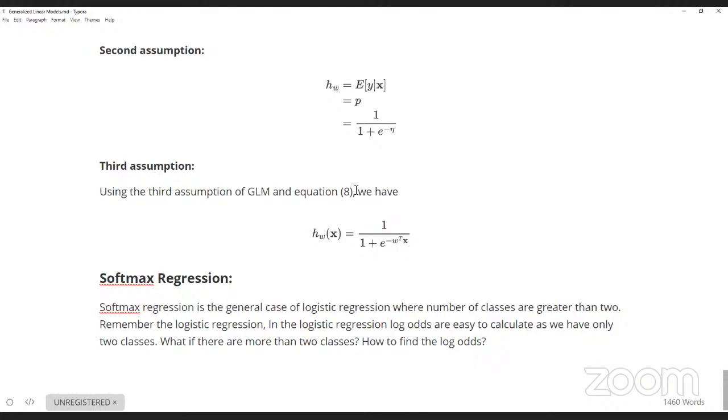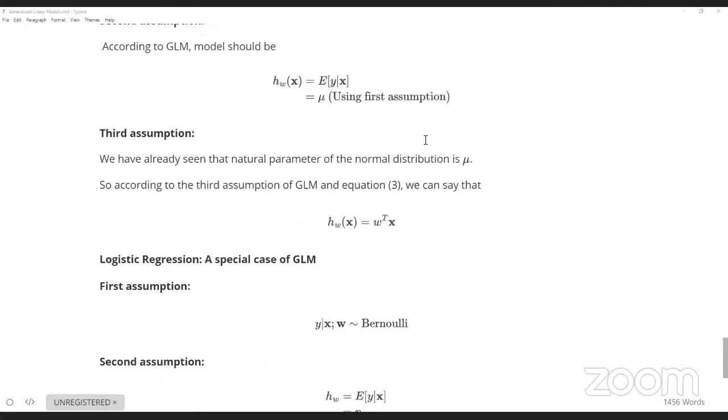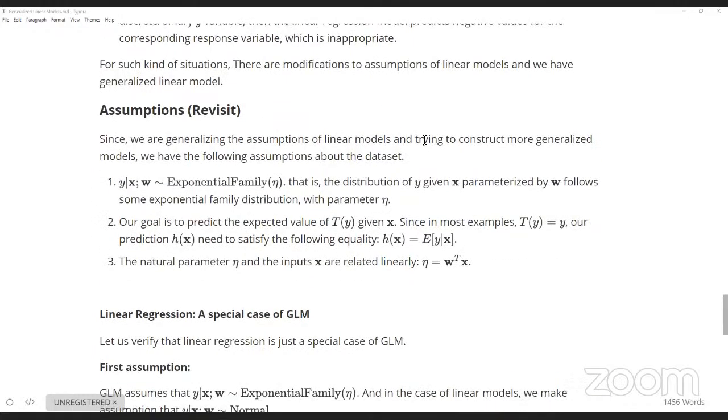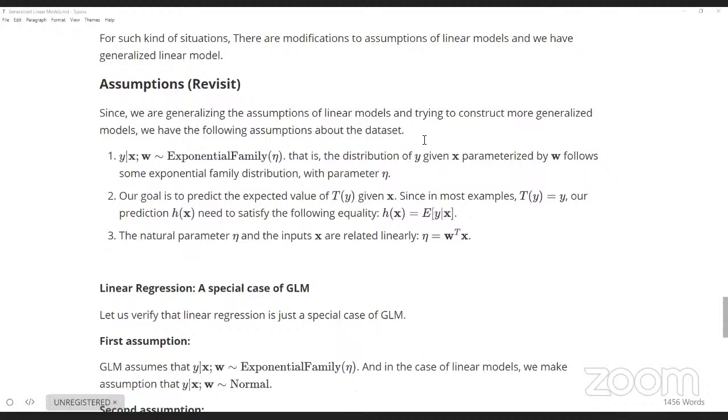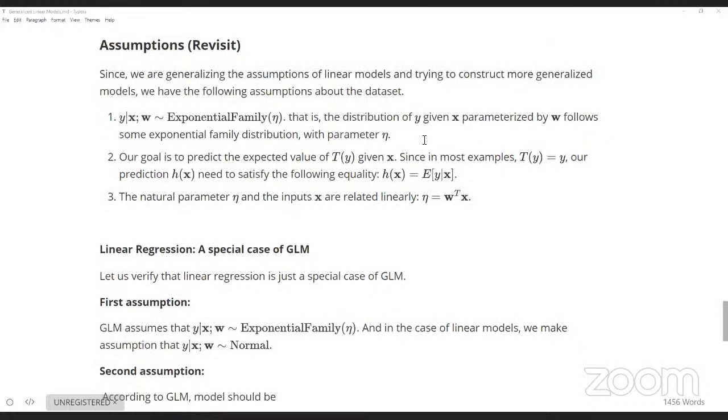Sir, I'm still unclear about the part where you say that our model is the expected value of y given x. In logistic regression, you showed that our model is P. So if a new point comes, what will I do with it?